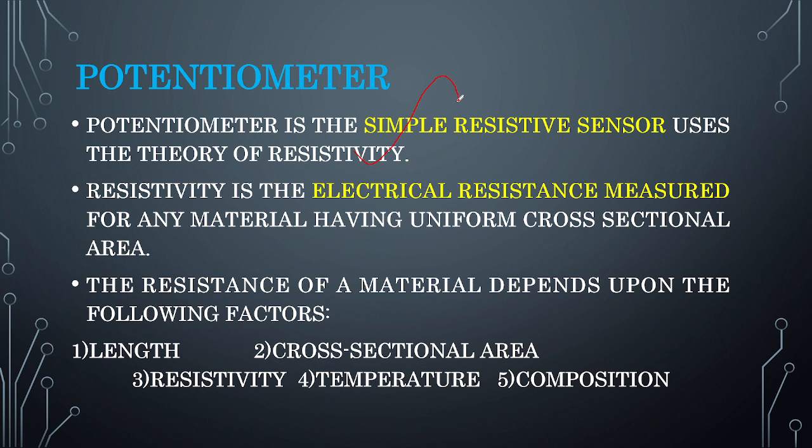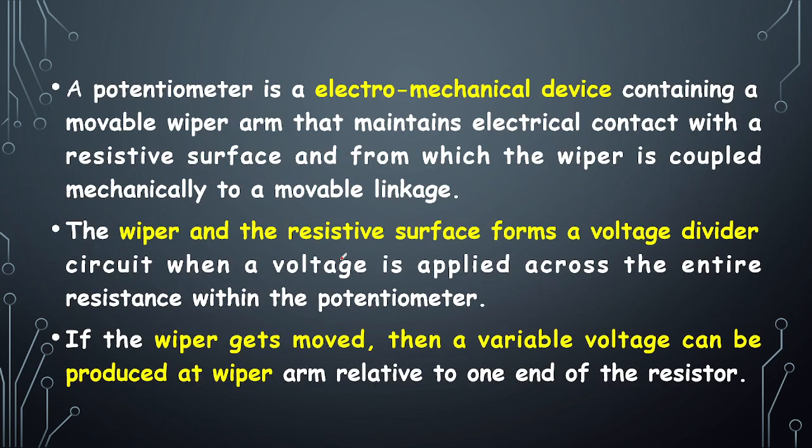It completely depends upon the theory of resistivity. That's why we can say it is an example of a variable resistance transducer also. Resistivity is the electrical resistance measure for any material having uniform cross-sectional area. The resistance of a material depends upon the following factors: length, cross-sectional area, resistivity, temperature, and composition.